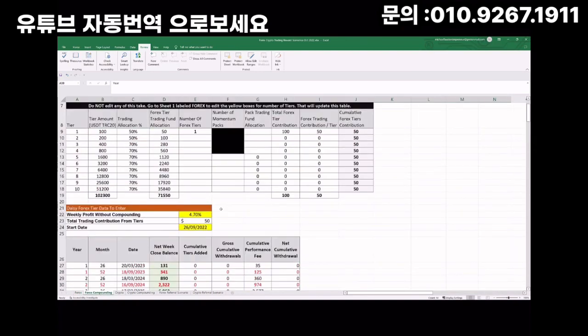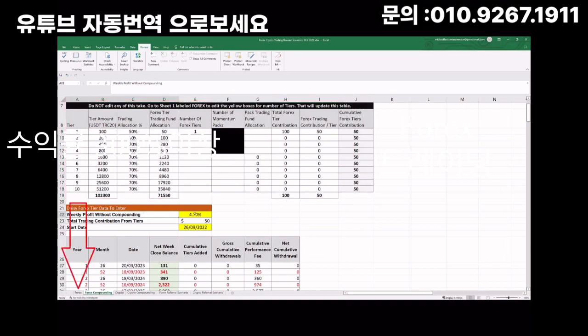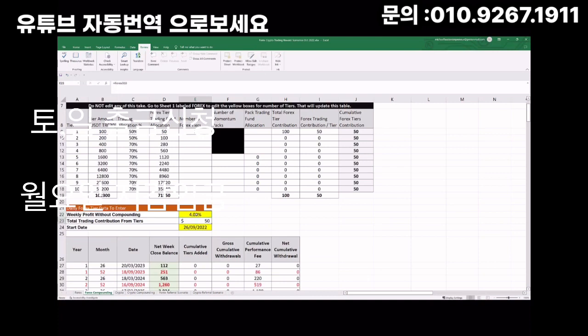So on this next table, what we have is again an overview of what you actually contributed. This is non-editable. You need to go to the first sheet to change the numbers in here. And here what we have is the amount of raw profit per week. Now our actual result is 4.7% on average since May 2022, but I'm going to be conservative and make that 4%. And our start date is the week beginning 26th of September 2022. So with one tier 1 contribution, we have 50 USDT going into trade.